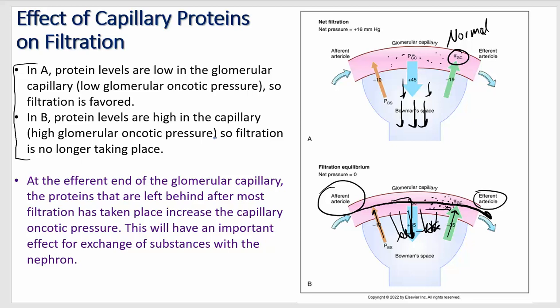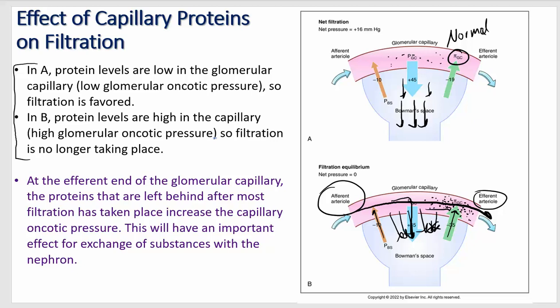Okay? So at the efferent end of the glomerular capillary, the proteins that are left behind after most filtration has taken place increase that capillary oncotic pressure. Look at all those proteins here that were left behind. They're upset about it, and they're saying, okay, we're taking the water back. And they do. And you don't have filtration anymore. Okay, so this will have an important effect. I'm glad everybody gets along in the body. The proteins like the water, the water likes the proteins, everybody just wants to do their thing. So this will have an important effect for exchange of substances with the nephron.